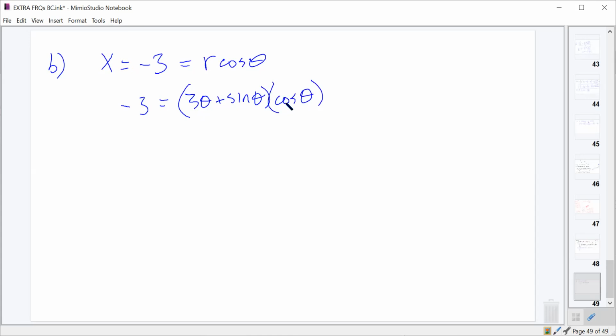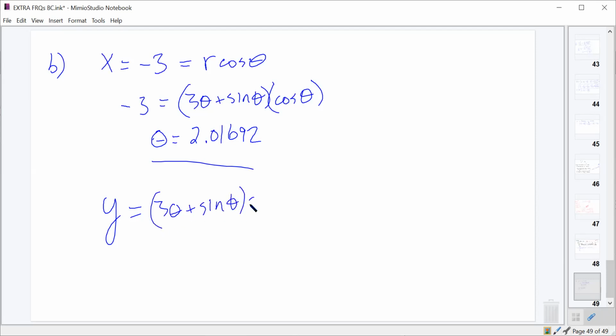And so you will just solve that equation using your calculator to find out that that occurs at a theta value of, looks like, 2.01692. And you don't want to round that because you need to figure out what y is, which is r times sine theta at theta equals 2.01692. And that comes out to be 6.272, which you can round to 3 decimals since that's your final answer. Any questions there on part B?